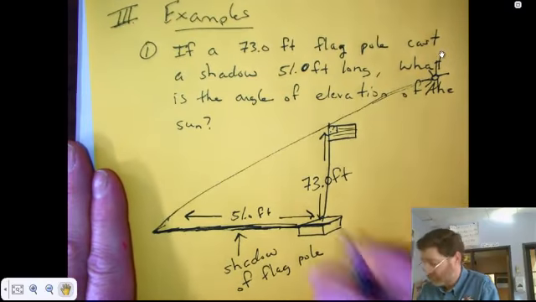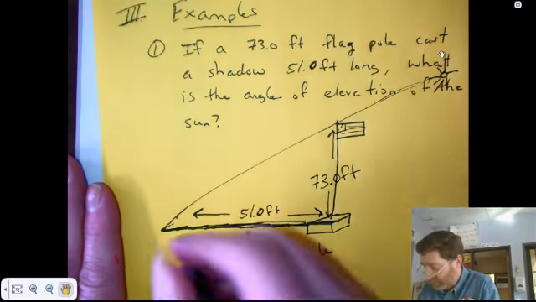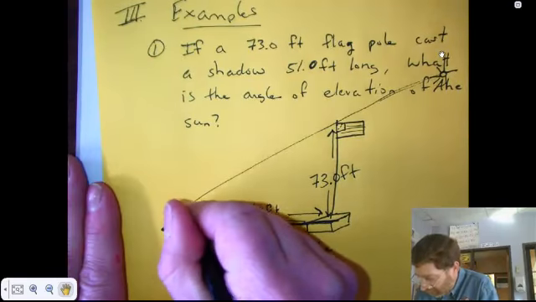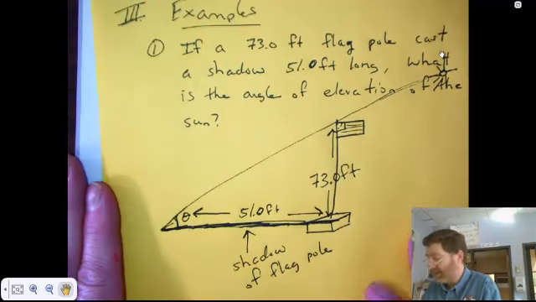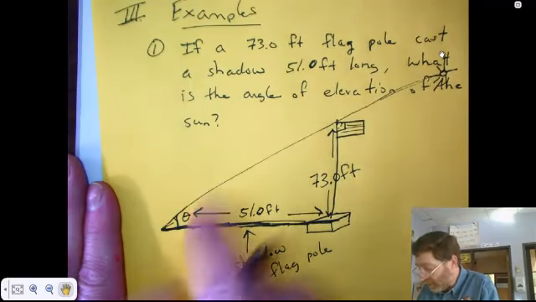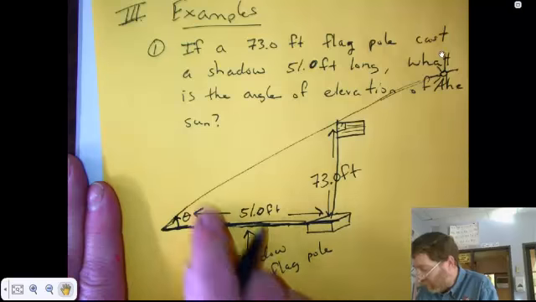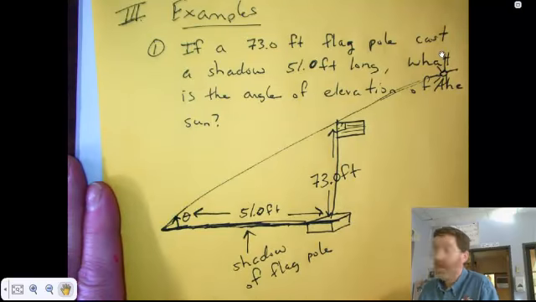You want to find the angle on the bottom left. This angle here, right? Call that theta. I want to find that angle, because that's the angle of elevation, right? From the horizontal up. So, what trig function would I use?